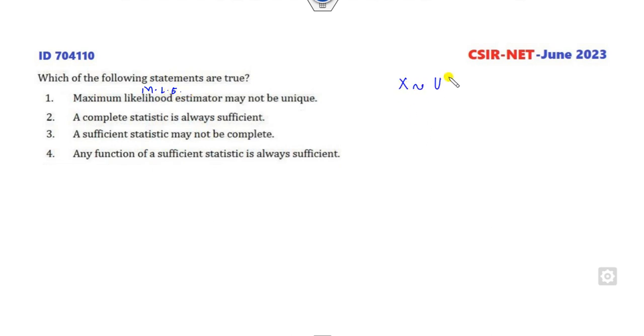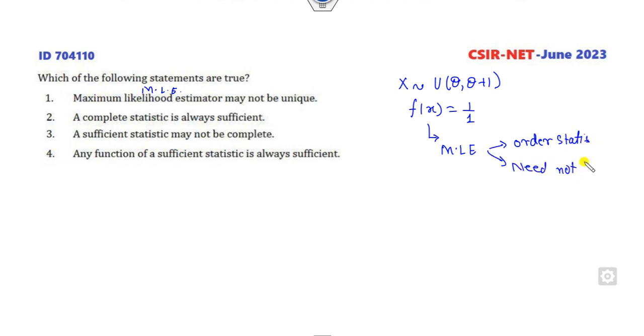If I simply consider here a uniform distribution, the probability density function is 1 over theta. What is the meaning of that? If you find the MLE, you can't find it by differentiating. It means you have to use the order statistics. So this need not be unique. Again, it may not be unique. That's a correct statement.